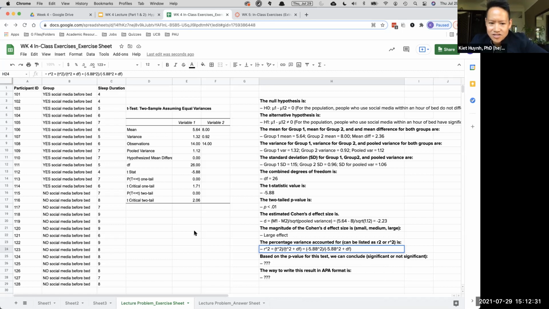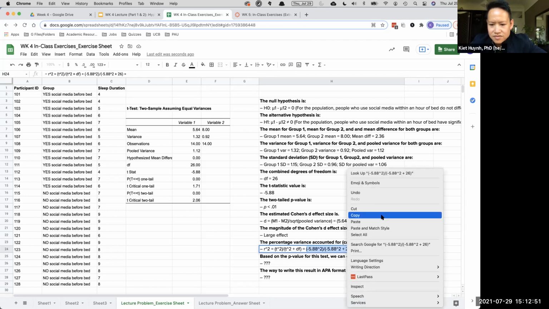Again, all the answers are here for you, so you don't have to do anything. You have to plug it in. DF is the degrees of freedom. What is that value? The value is 26. What does this equal? Remember, Google won't compute it until we take this out and put an equal sign in front of it in a new cell.